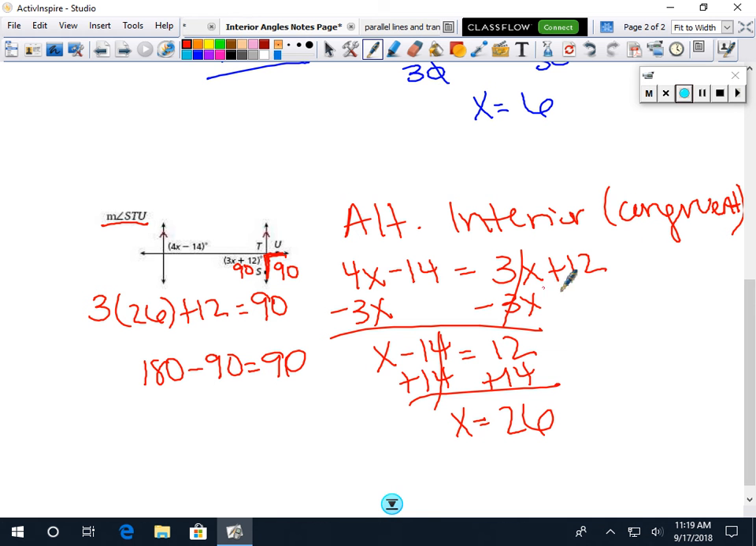If you set this problem up as supplementary, where you added the two together and set it equal to 180, coincidentally you would still end up with x equals 26. That's because these angles are the same. They're both 90 degrees, but that's not how we work this problem out. Please make sure that if they are alternate interior angles, they are congruent and you set them equal to each other to solve for x.